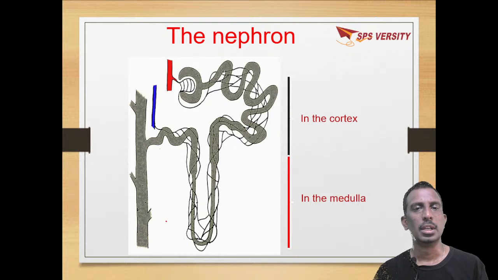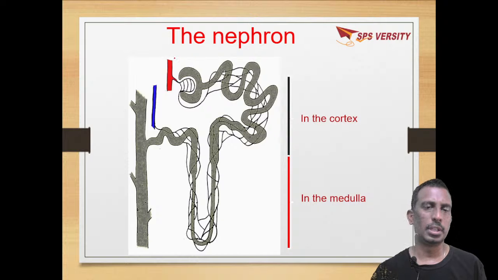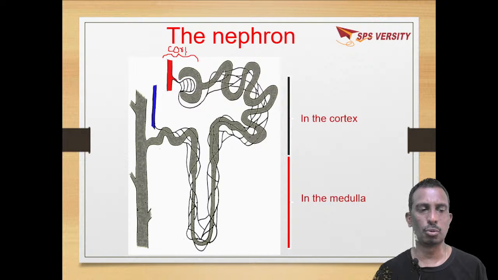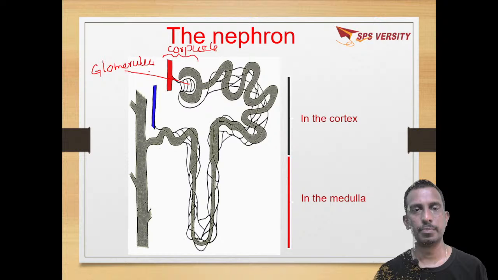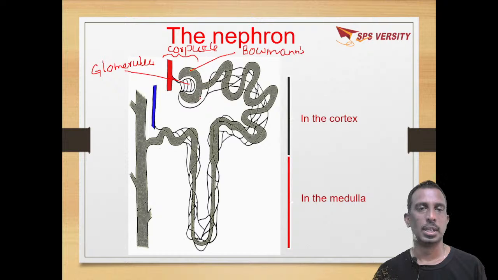So these are the different parts which are present here. You can see in the cortex the renal corpuscle. This entire part comes under the renal corpuscle, which consists of the glomerulus, the network of blood vessels which holds the tuft of capillaries, and the Bowman's capsule. And the remaining part comes under the renal tubule.